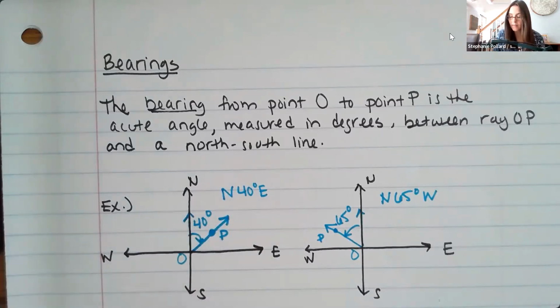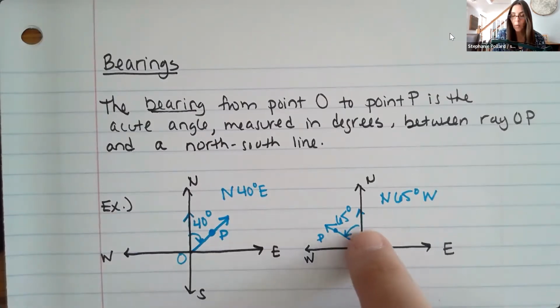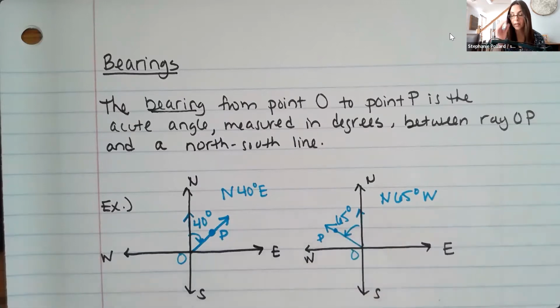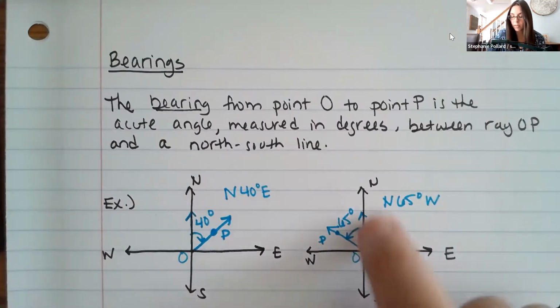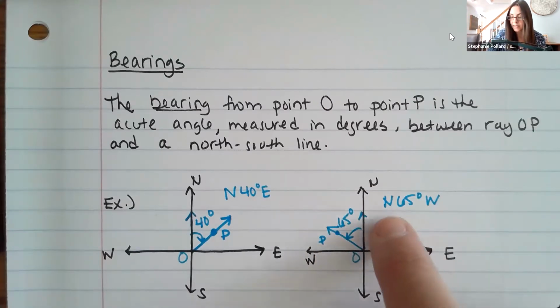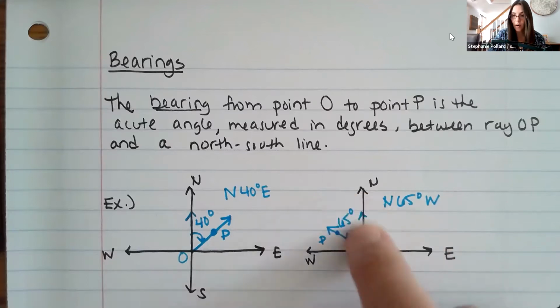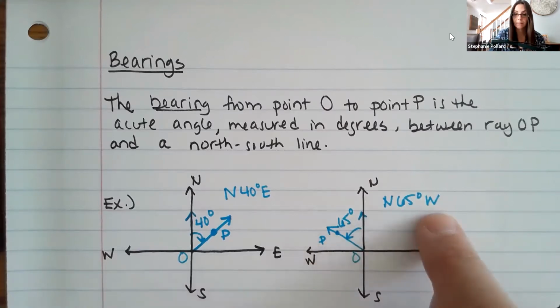Here you have another ray coming out, this time into the second quadrant. Again, the angle is always taken off of the north-south line, never the east-west. So this is a 65-degree angle from the north line to the OP ray. It's north 65 degrees again because it's taken off the north part of the line. The angle is heading towards the west, so we write north 65 degrees west.